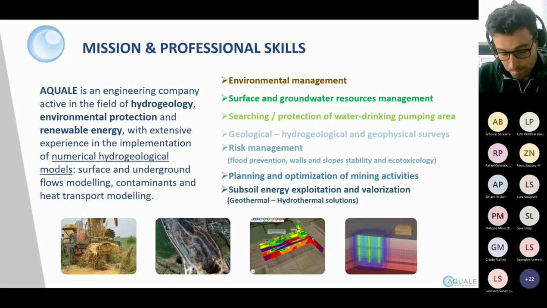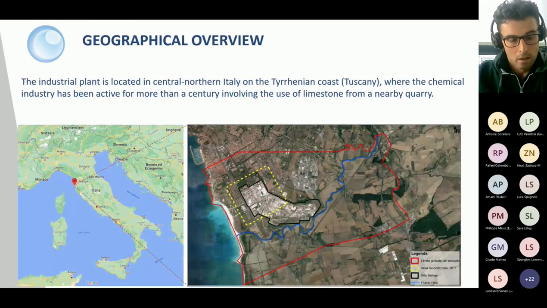Therefore, in general, we carry out the multi-tracer test in most cases to implement and enrich hydrogeological models. Also, in the list on the right, there are our main professional skills.